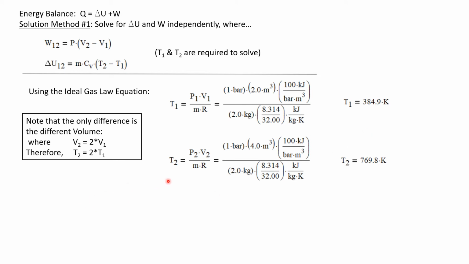We can do the same for T2. It's just P2 V2 over M R. And we can go through the same calculations, but the only term in this expression that is different than the term in our state 1 expression is that the volume has doubled. Okay, so essentially, since the volume doubled, and that's the only thing that changed in our expression for T2, then the temperature is doubled. And we can see that that's exactly what the result of this computation is, that T2 is exactly 2 times T1.